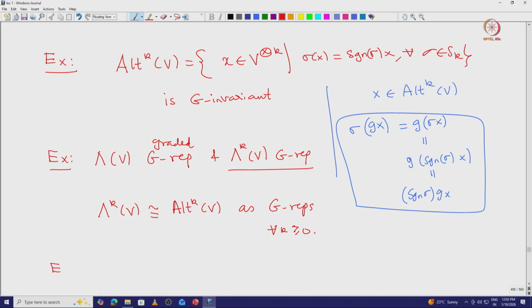We also had this factorization of V tensor 2 as the symmetric space and the alternating space, and that factorization is also going to be a factorization as G representations. If we take V tensor 2, this is naturally isomorphic to Sym^2 V direct sum Alt^2 V, and we have seen this as vector spaces. But now, if we start with V being a representation, then this is also a decomposition of V tensor 2 as G representations.